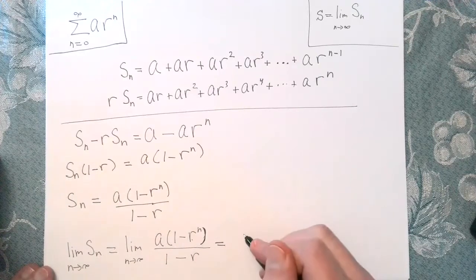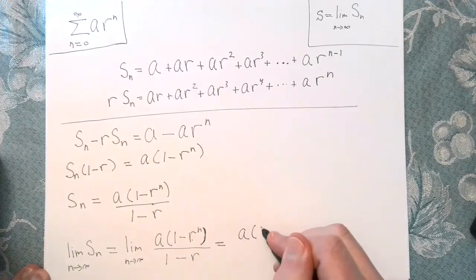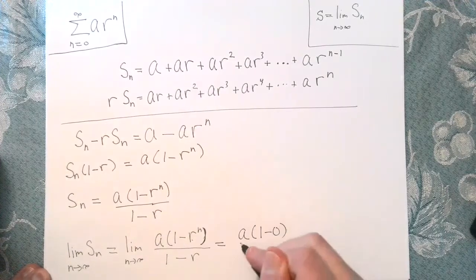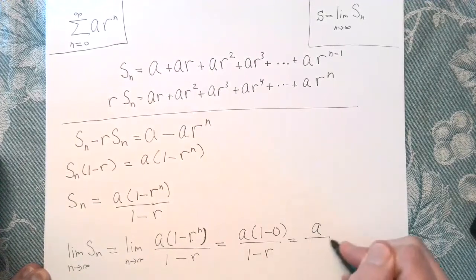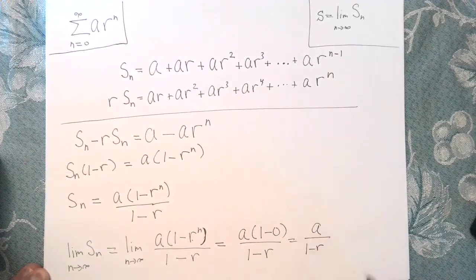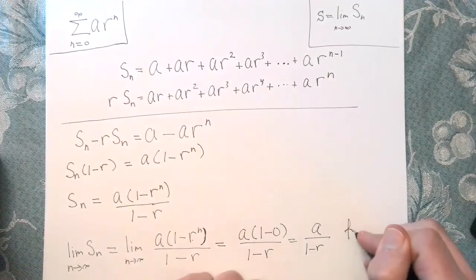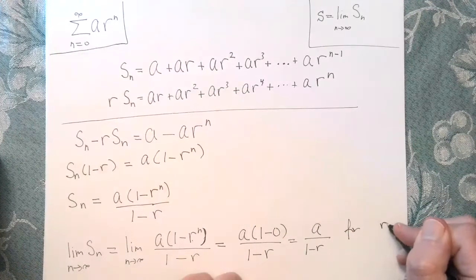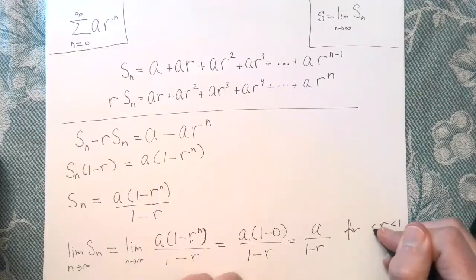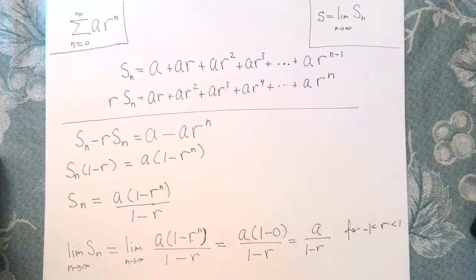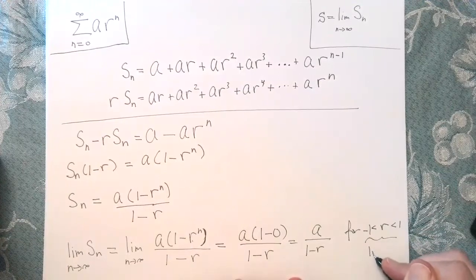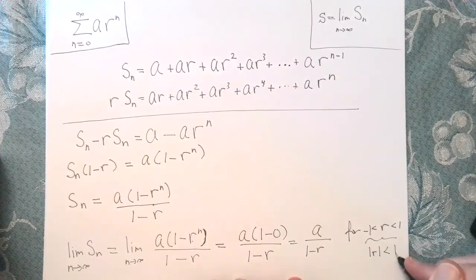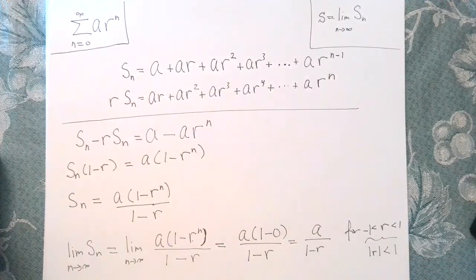So I'm going to say that this equals a times 1 minus 0 over 1 minus r, which is exactly a over 1 minus r. But specifically for r between -1 and 1. And sometimes we write this in the following way, with the magnitude of r being less than 1, or the absolute value of r strictly less than 1. Okay, so these two things mean the same thing.